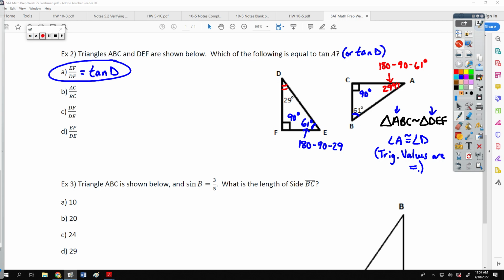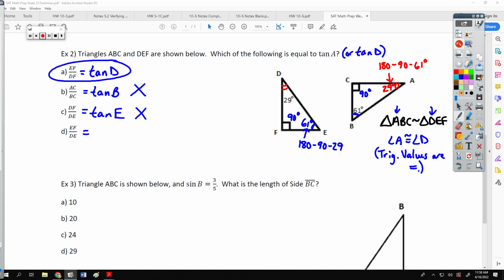Now the others here, just so we know what they are: AC over BC, if we're doing this in terms of angles A and D, is nothing. That's actually the tangent of angle B, which is not what we want. DF over DE, same problem, that is the tangent of angle E, which is not what we want.